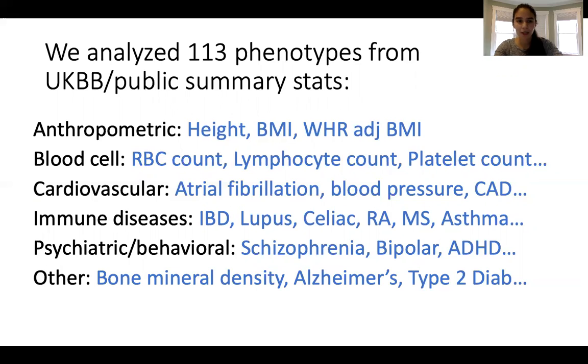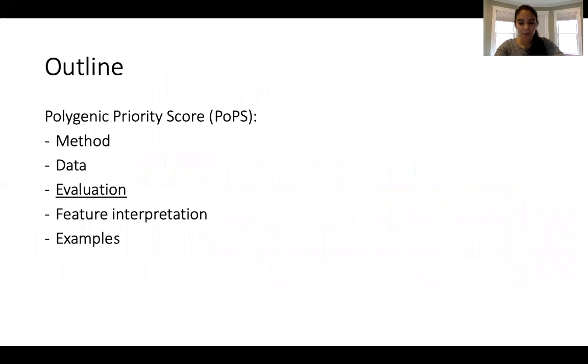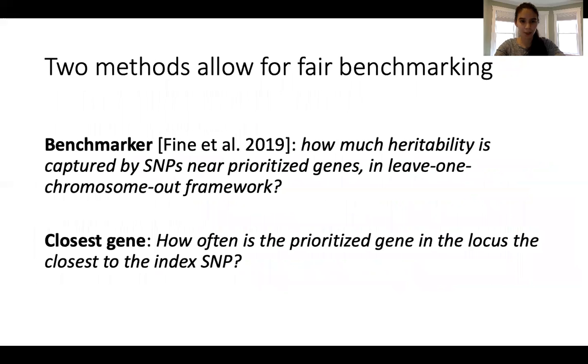So this included anthropometric phenotypes, as well as blood cell phenotypes and other biomarkers, cardiovascular, immune disease, psychiatric diseases, et cetera, et cetera. So once we applied our method using this data, we wanted to evaluate how we are doing.